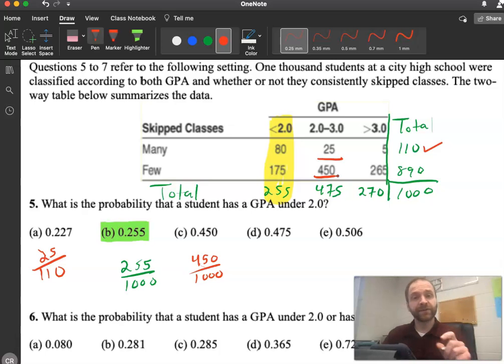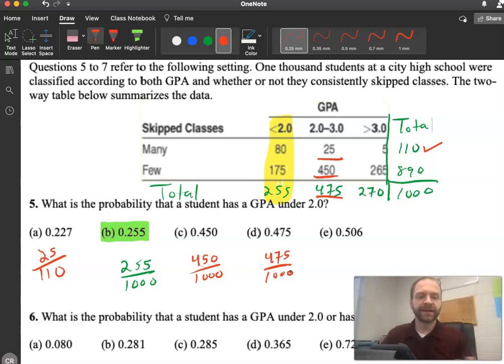0.475. Now, this one at least is doing a general probability for us. It's using this number. It's taking 475 and dividing by 1,000. So that's the probability that a student has a GPA between 2 and 3. Now, that one I would say, if someone read the problem wrong, maybe they would choose D.